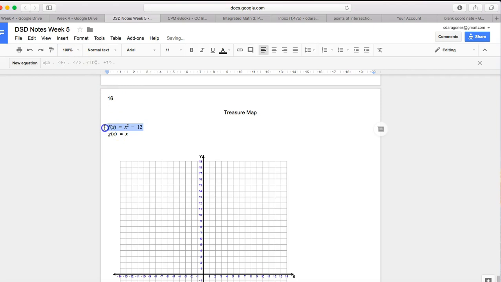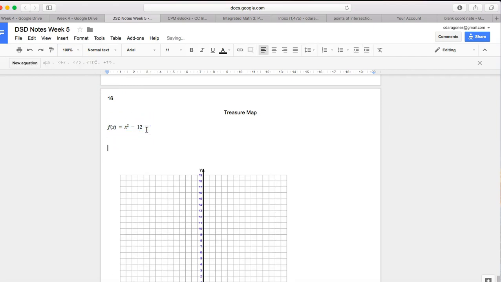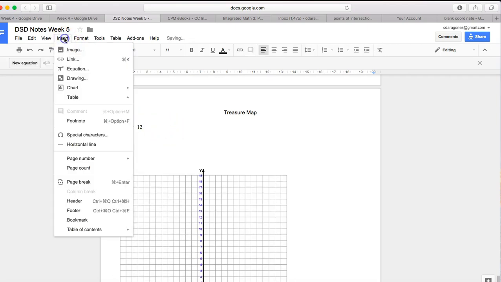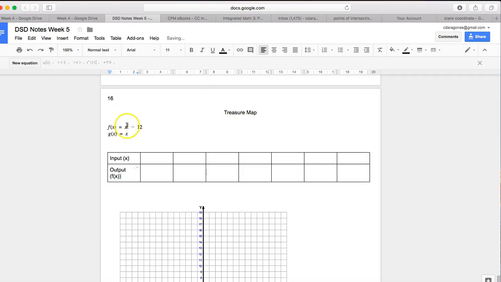I'm going to make one for f of x. So my table of values for f of x, make sure you include negative values as well: negative 3, negative 2, negative 1, 0, 1, 2, 3. Your input is x. Your output is f of x, which happens to be x squared minus 12. I'm going to plug these values in wherever there's an x.